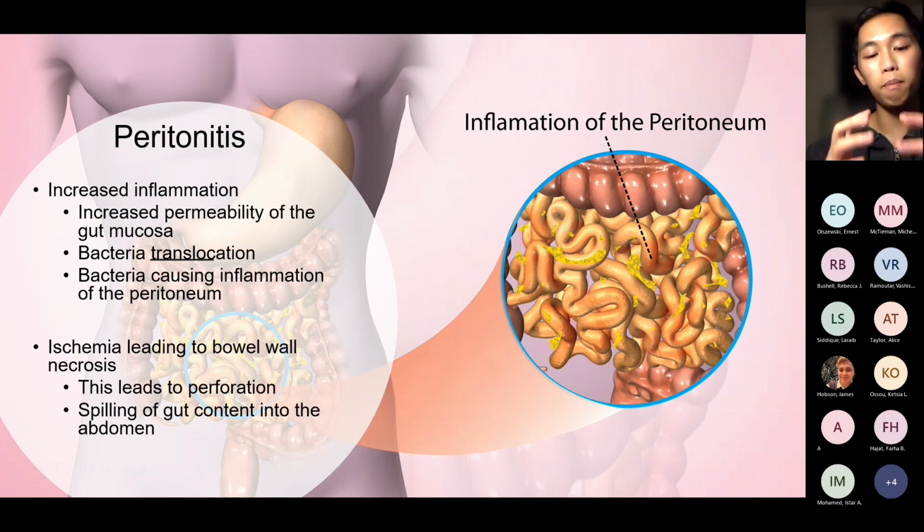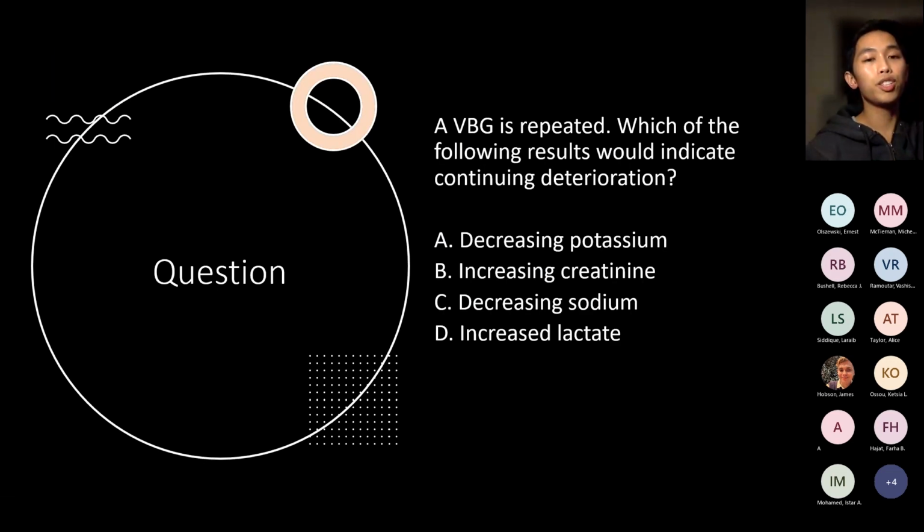So that bit of the bowel is now becoming ischemic. And because that bit of the bowel is becoming more and more ischemic, it leads to the bowel breakdown essentially. And that leads to gastric content and the contents of the gut filling the peritoneum, and that causes the inflammation. So you do a VBG on Harold. Now, which of the following results would indicate continued deterioration?